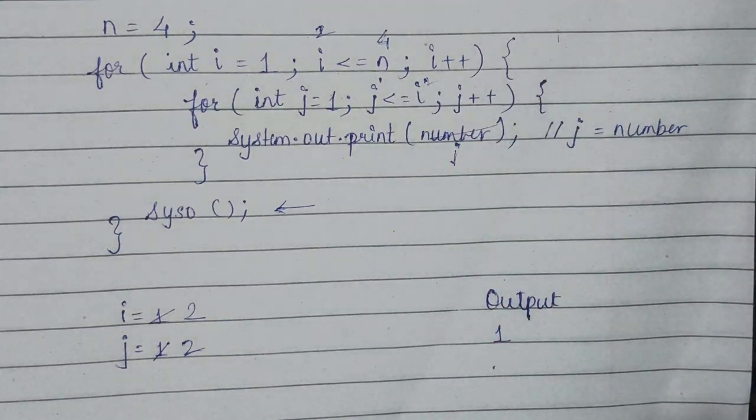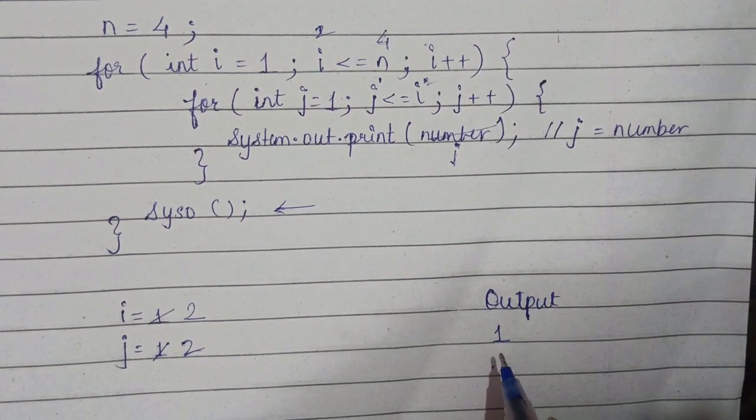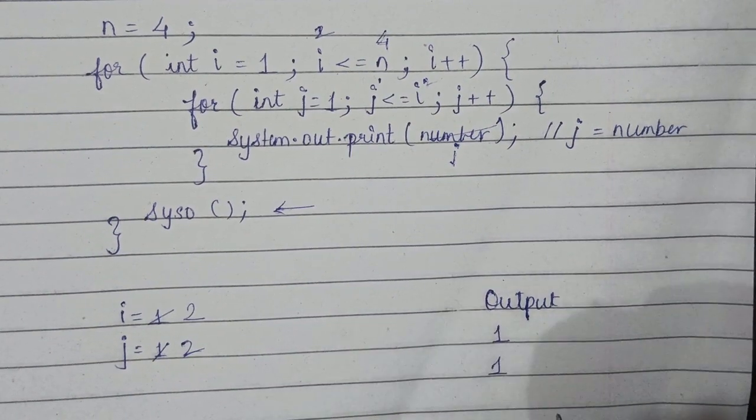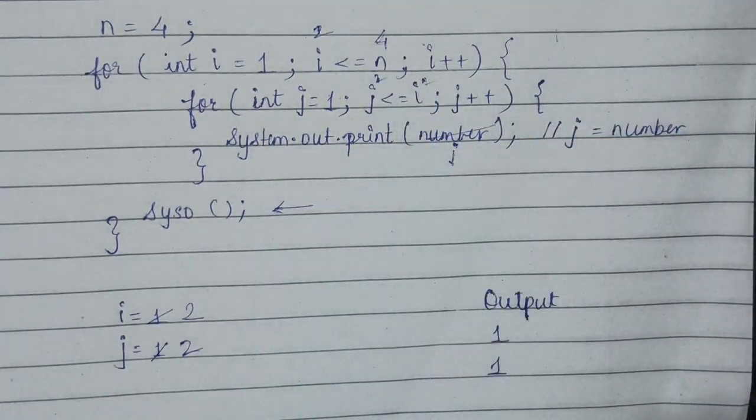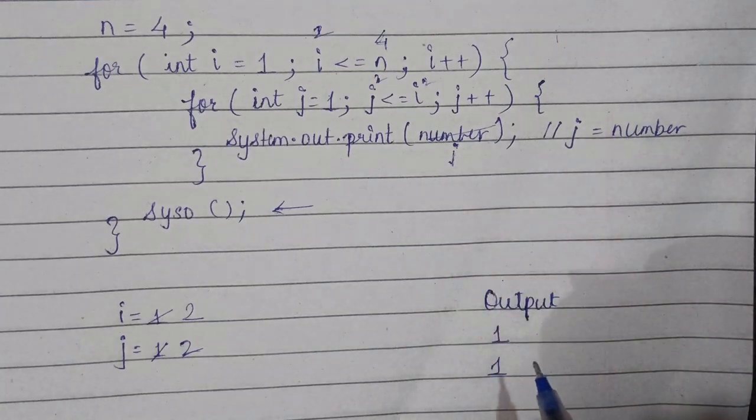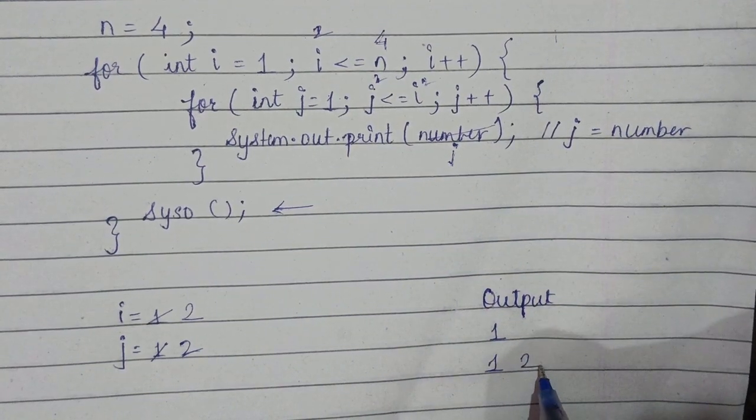Now the condition is true, so we will print j, and j is currently 1. Now j's value gets updated and becomes 2. Is 2 less than or equal to 2? The condition is true, so again it will print j, whose current value is 2, and 2 will be printed.